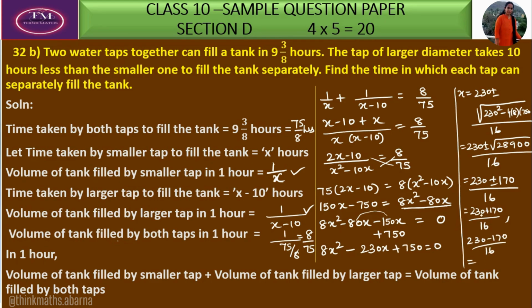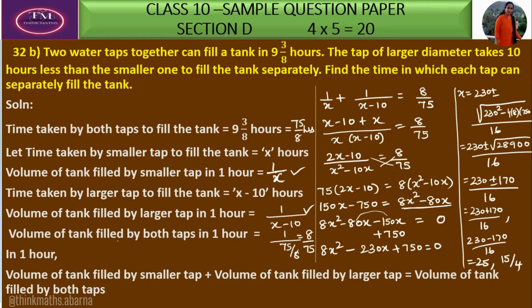So you will get 230 plus 170 divided by 16. How much will you be getting? It is 400. So 400 by 16 is 25 and this value is 15 by 4. So you have two values. So x is equal to 25 and x is equal to 15 by 4. If x is equal to 25, the time taken by the larger tap is 25 minus 10, it is 15 hours. If x is equal to 15 by 4, this x minus 10 will be negative.